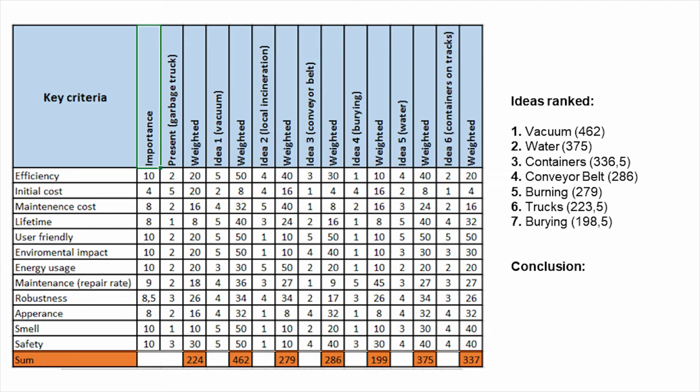Solution alternatives. By using a Pugh matrix, we can decide between different solutions. We came up with some ideas to compete against our current choice. We also have the present system as an option, the garbage trucks. We can compare these solutions by choosing key criteria that are important for our system. These criteria also need to be weighted for achieving correct results.